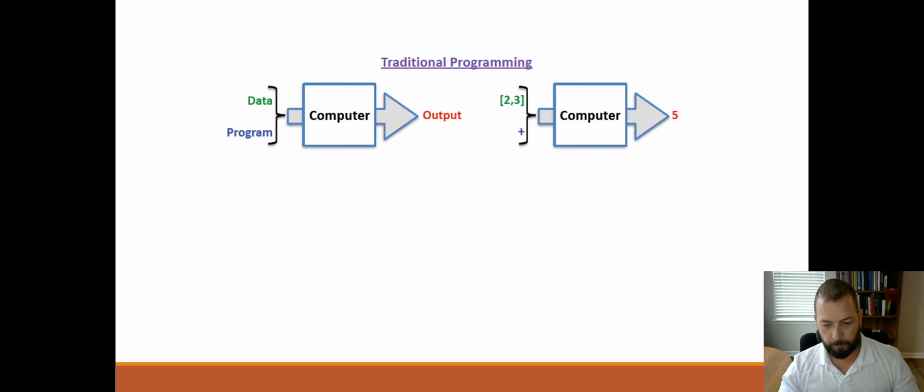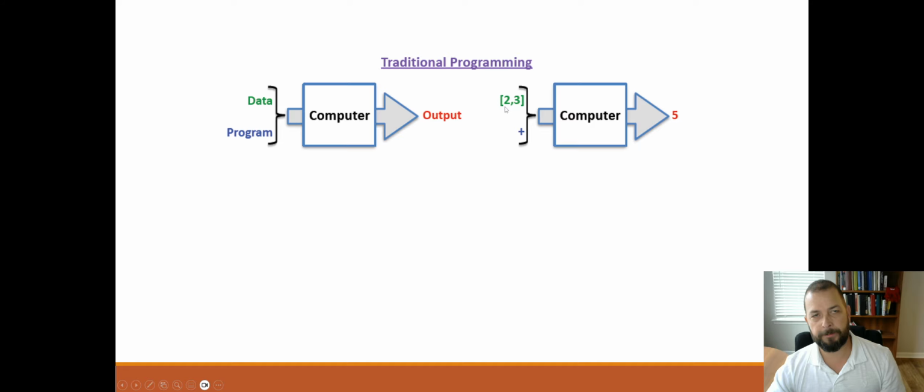Back in the day when we were creating traditional programs for computer science, this is kind of how the flow worked. Say I had some data, and I have a program, and then I have a computer, and that computer is going to create some type of output. The best example I can give you of this is your calculator, right?